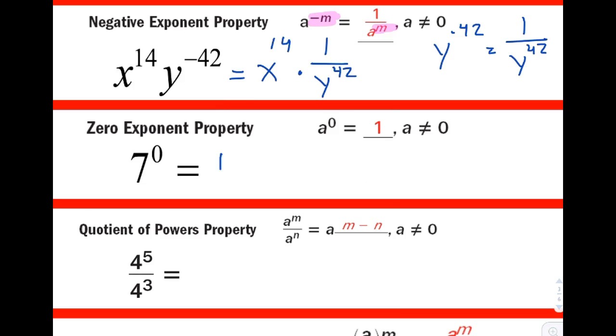Anything to the 0 is 1. That won't be anything new for you. 7 to the 0 is 1. 2.5 to the 0 equals 1. The reason that we need this to be 1 and not 0 simply stems from the quotient.